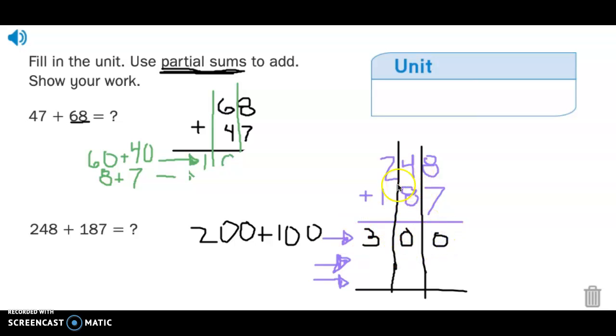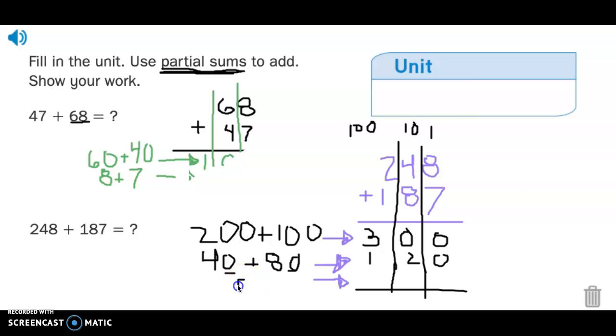Next, I need to look at my tens place, right? This is the hundreds. This is my tens. And this is my ones. Well, 4 tens plus 8 tens. So 40 plus 80. And I'm thinking, what is 4 plus 8? 4 plus 8 is 12. And then add that 0. 120. If you wrote this down and you don't have the correct answer, make sure you're going through it with me. And then my ones place, 8 plus 7.